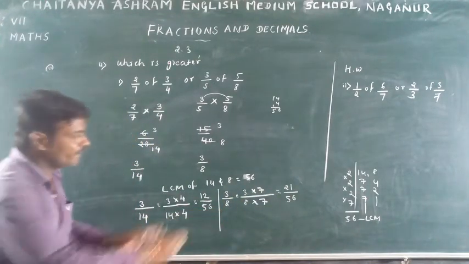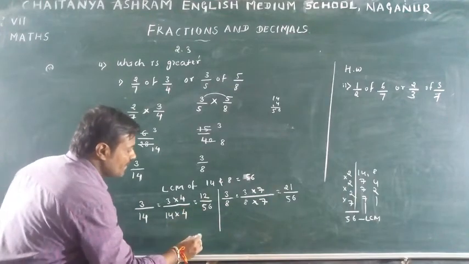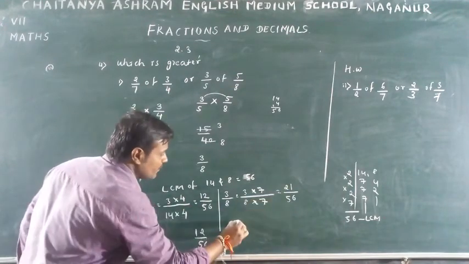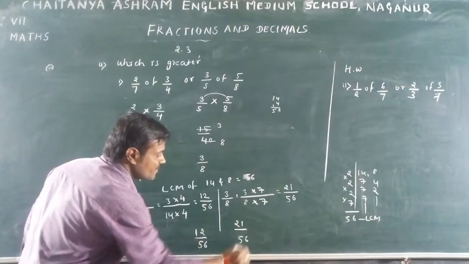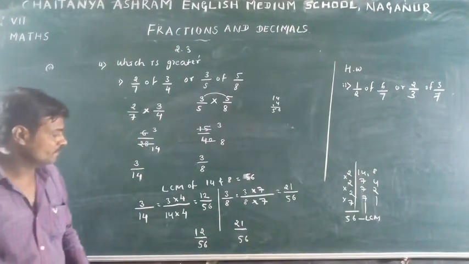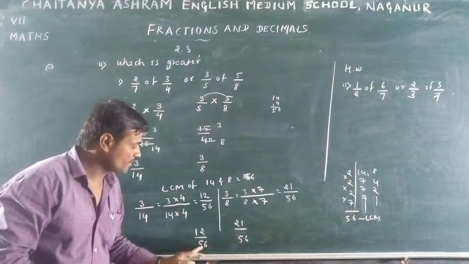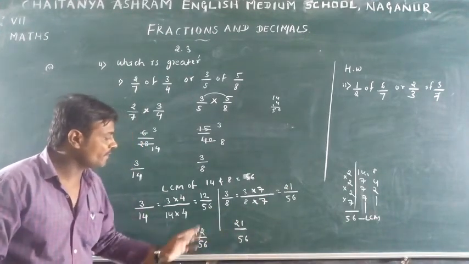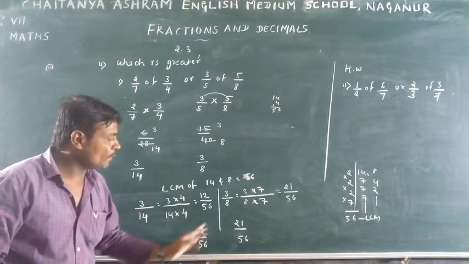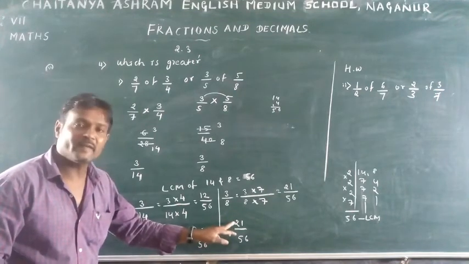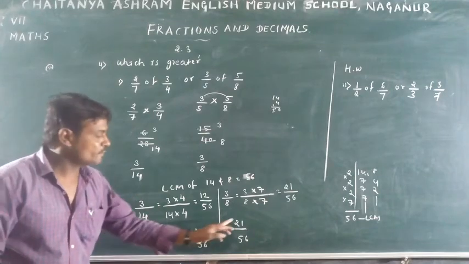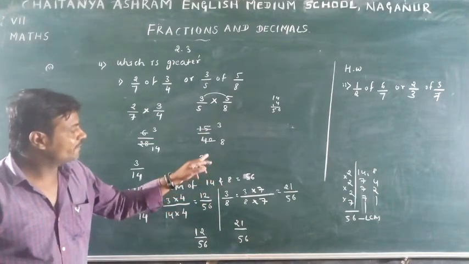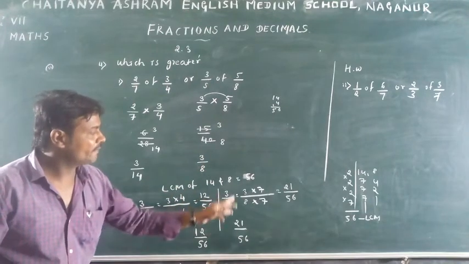So now write the given two: 12 by 56 and here 21 by 56. In this case, both the fractions have the same denominator. Observe the numerators. Which is greater, 12 or 21? 21 is greater. This 21 by 56 is of which fraction? 3 divided by 8. Yes, no?